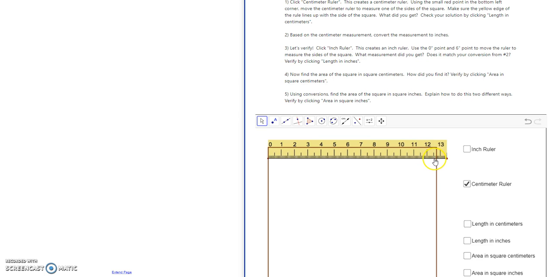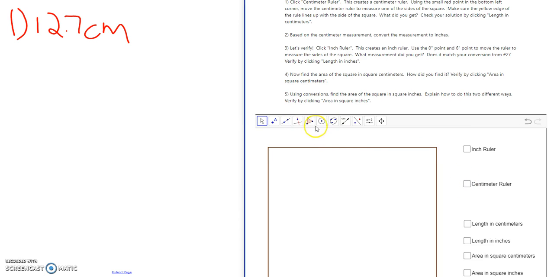Then I look at where it lands. There's 12.5, so that's 6/10, 7/10, because I know that these are tenths by counting how many there are. So for number 1, it should be 12.7 centimeters. Then it says to use the centimeter tool to measure. Let me hide the ruler, get that out of the way. I'm going to get my centimeter tool. If I measure that, it comes out as 12.7 centimeters.